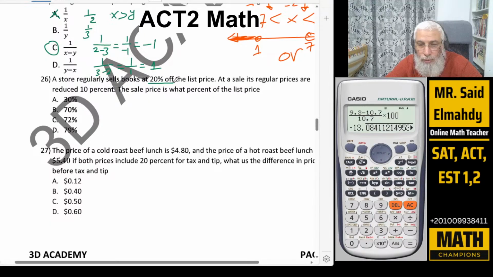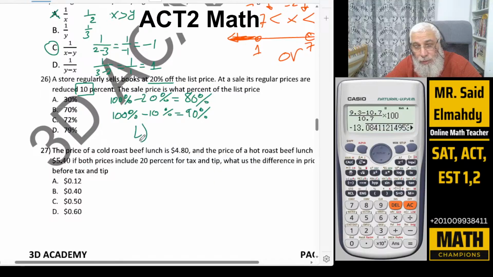Number 26. A store regularly sells books at 20% off. So this discount of 20% means we multiply by 100% minus 20%, which is equal to 80%. At a sale, its regular prices are reduced 10%. So we decrease another 100% minus 10%. This is 90%.